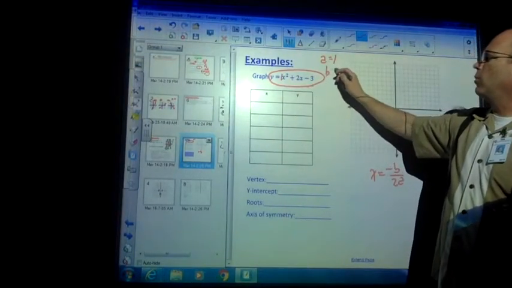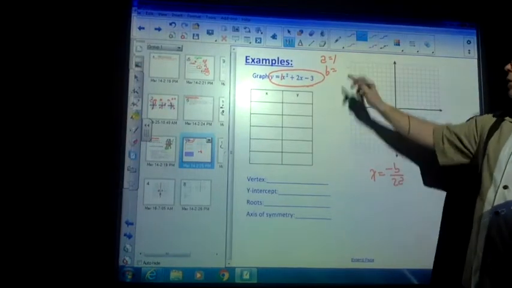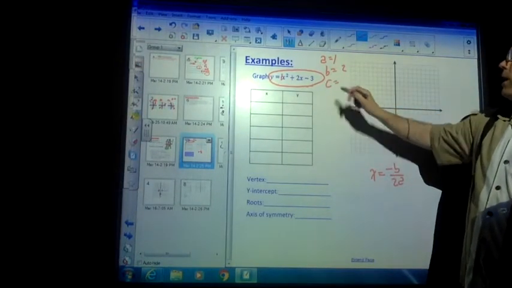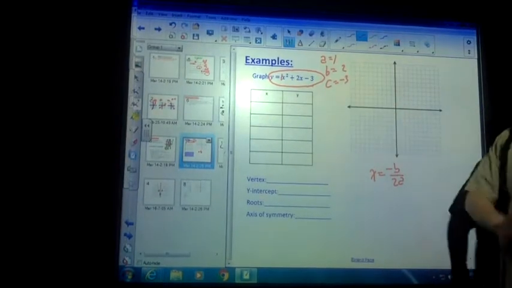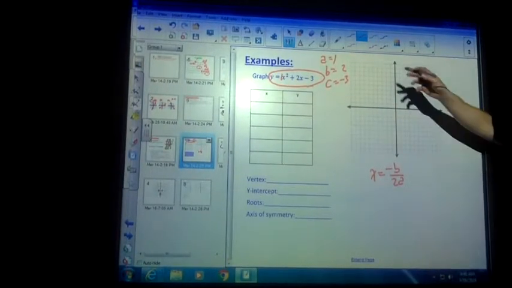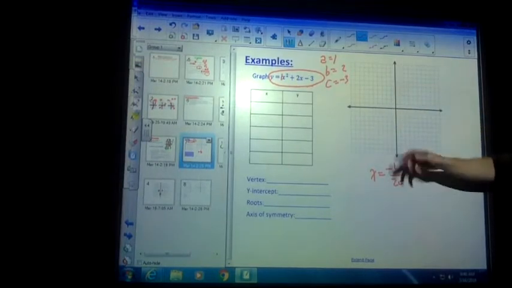What's my b value appear to be? 2. What does my c value appear to be? 3. Close. Negative 3. Okay, that's my a's, b's, and c's. Do I have enough information from those a's, b's, and c's to plug into this value right here?